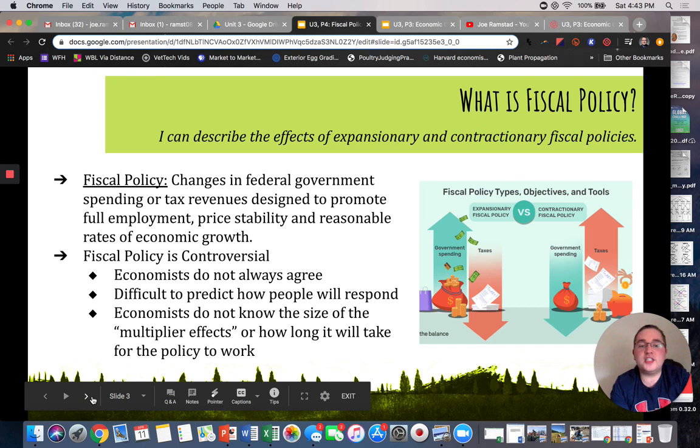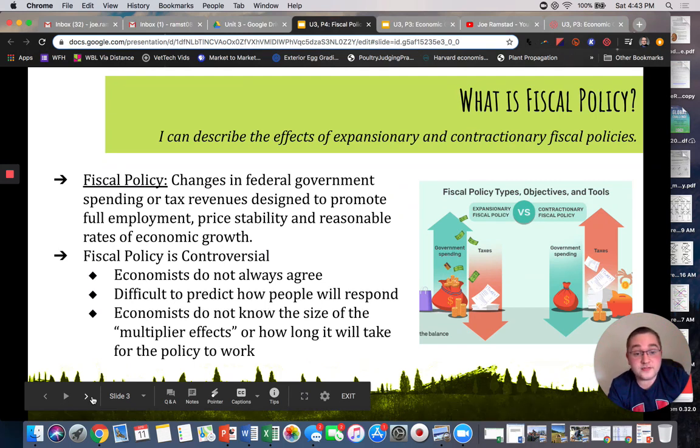Okay, so to get started, you probably are wondering, what is fiscal policy? Fiscal policy is essentially changes in federal government spending or tax revenues that are designed to promote full employment, price stability, and reasonable rates of economic growth.